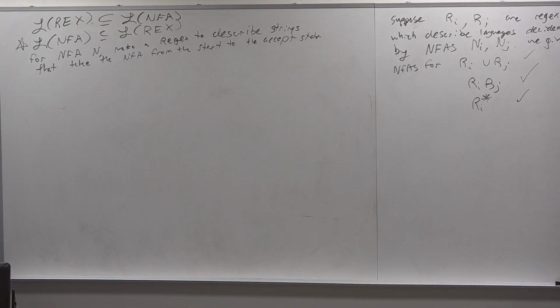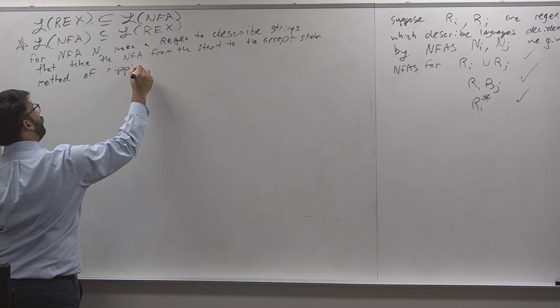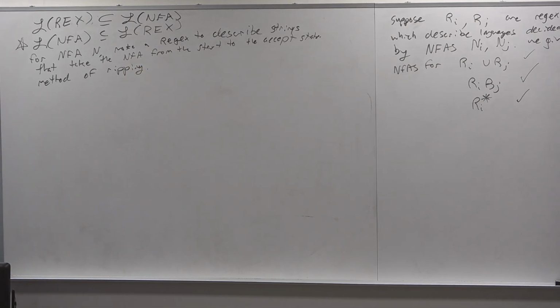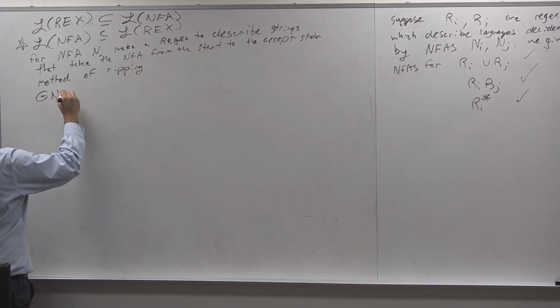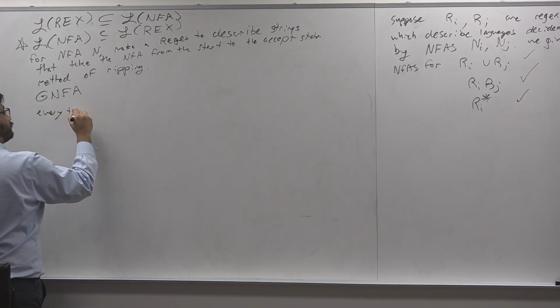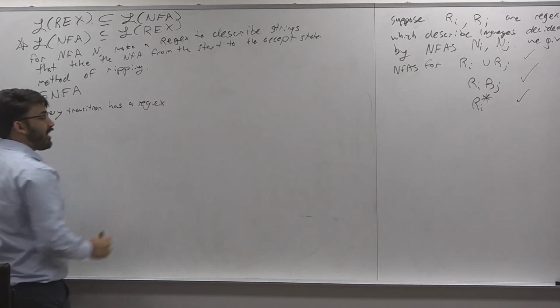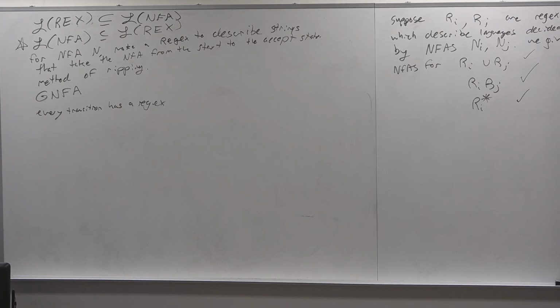The second one is a construction. So we're in fact going to just tell you how to convert an NFA into a regular expression using something called the method of ripping. So we in fact introduce another kind of automaton called a GNFA, which is a generalized NFA. And it has the following properties. Every transition has a regex on it. So in an NFA, every transition is either the empty string, an A or a B, right? Here, we allow an entire regular expression to be on a transition.